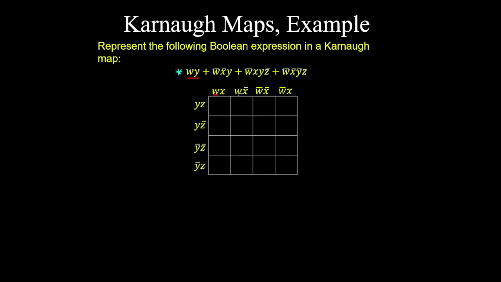So we have a w and a y. So this term is represented as follows in the Karnaugh map. And you can verify this using Boolean algebra. So if we have w by x plus its complement, by y by z plus its complement, we don't alter this expression.